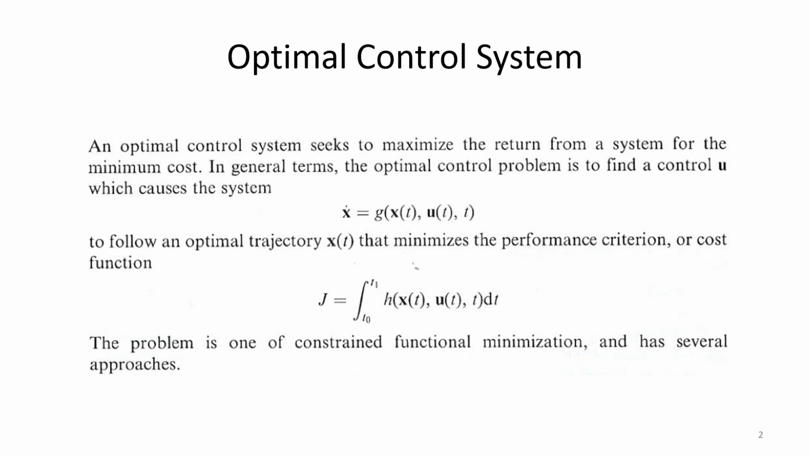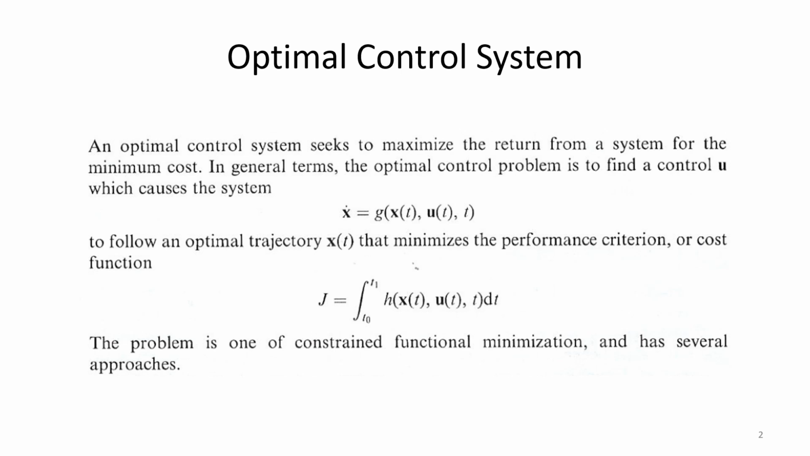So, coming to what an optimal control system is: it is nothing but maximizing the output for a minimum cost. Here it represents maximizing the return from the system, which is the output for a minimum cost. In other words, the optimal control problem is to find the control which causes a system, x dot equal to g of x(t), u(t), t, so this is the system.